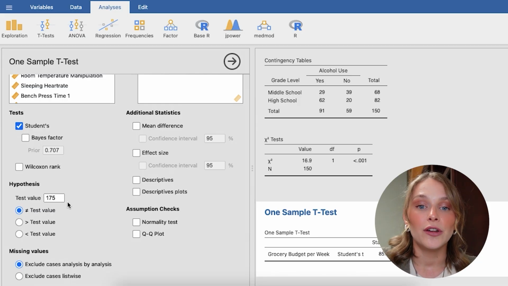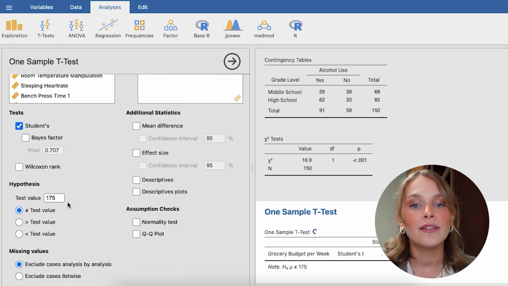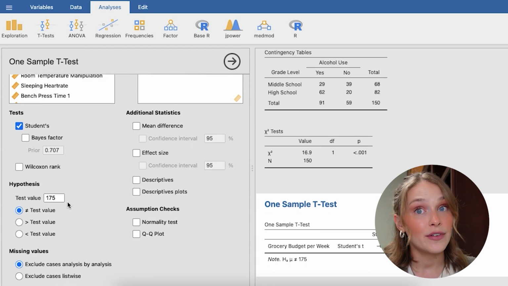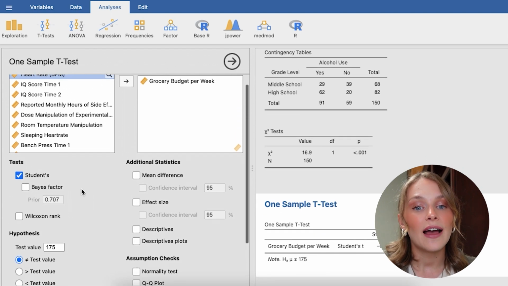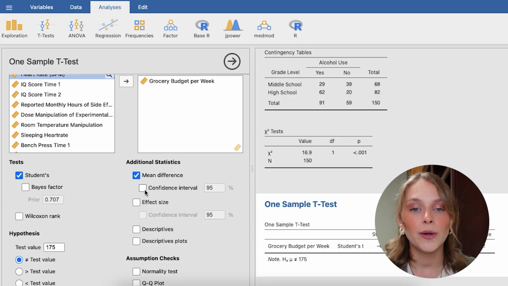The next thing that I want you to do is under additional statistics, I want you to select for the mean difference and the confidence interval, and then also for the effect size and the confidence interval, and for descriptive statistics.